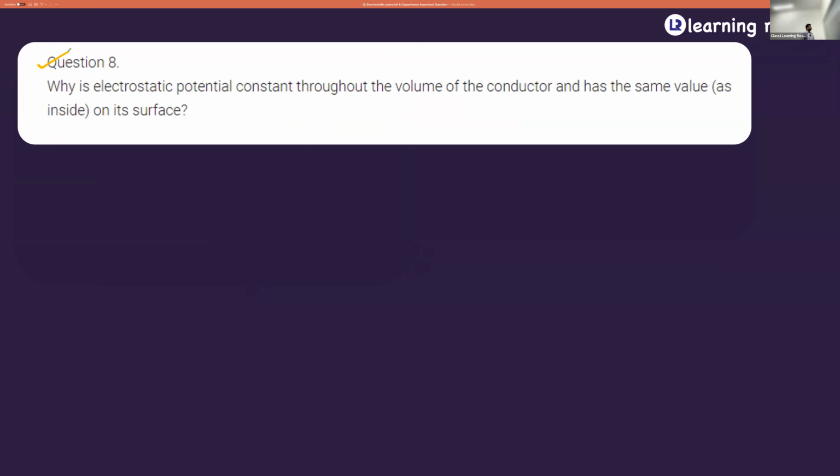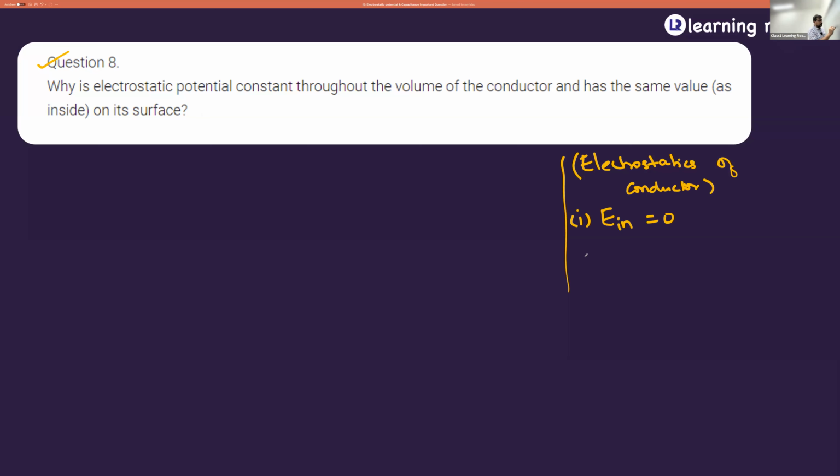The next question is, why is electrostatic potential constant throughout the volume of a conductor and has the same value as inside on its surface also? So if you recollect the concept of electrostatics of conductor, the first point that we recollect is the net electric field inside a conductor is 0. So inside a conductor, the electric field is 0.